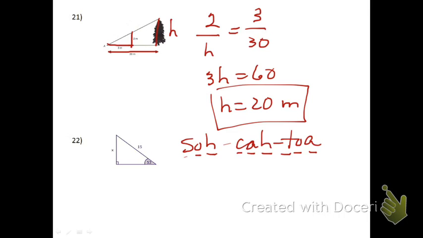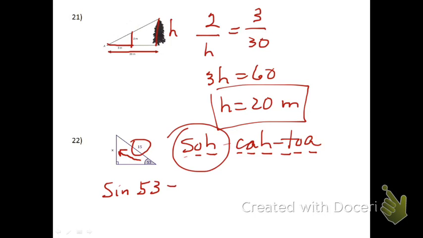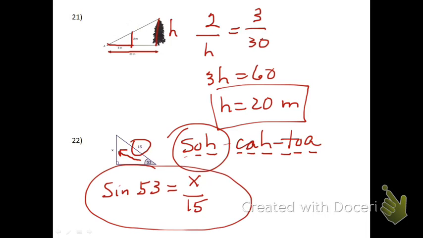So I've got this angle, I'm trying to find the side opposite the angle, and I have the hypotenuse. So the one that uses the opposite and hypotenuse is the sine ratio. So I know that the sine of my 53-degree angle is equal to x over 15. And all they ask us to do is write an equation to find x, and there it is.